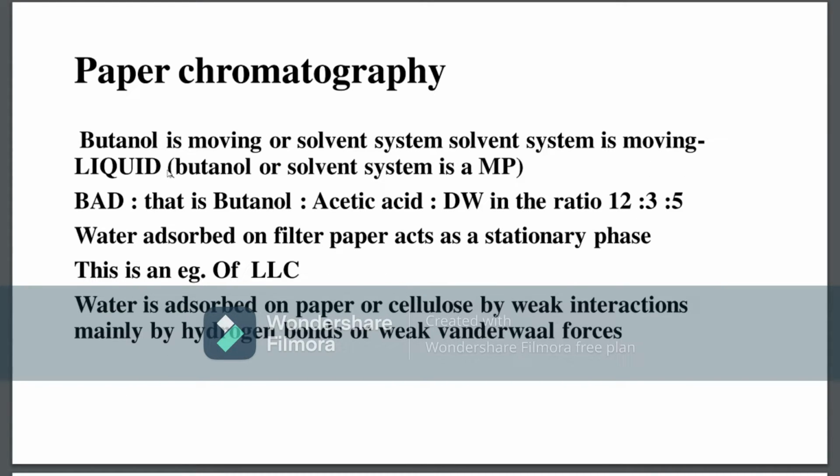Now in this, the solvent system is basically known as, or you can memorize this by the name BAD, that is butanol, acetic acid and distilled water in the ratio 12:3:5. We can even ask you in the OSPI what is the proportion of this solvent system which is acting as a mobile phase in this. So water is adsorbed on the filter paper, acts as a stationary phase. This is an example of liquid-liquid chromatography, as both mobile and stationary phase are liquid.